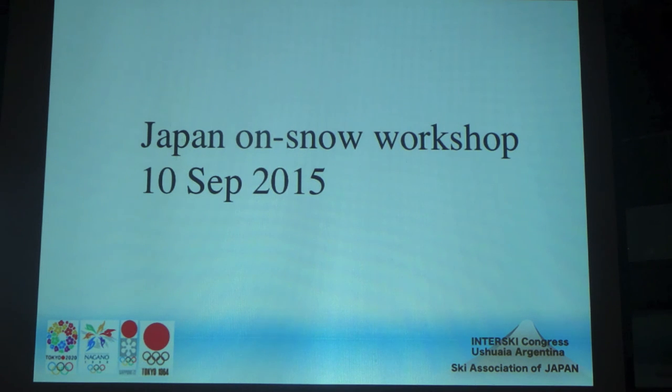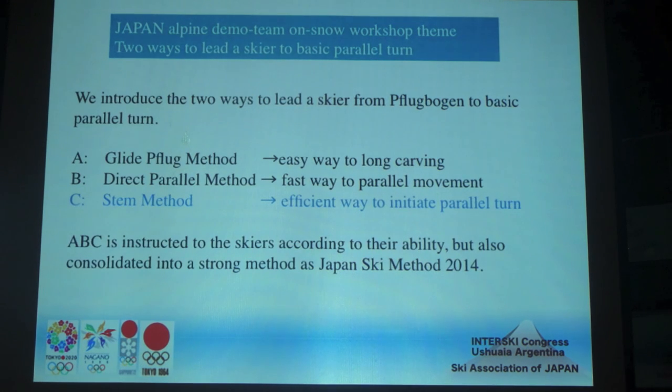So on Thursday, we have the workshop. Our alumni team demonstrate and teach at the workshop. The theme is two ways to lead a skier to basic parallel turn. So we introduce two ways to lead a skier from Prüfbogen to basic parallel turn. A is the glide-prüg method, and B is the direct parallel method. So the ABC is instructed to the skier according to their ability, but also consolidated into a strong method as the Japanese ski method.